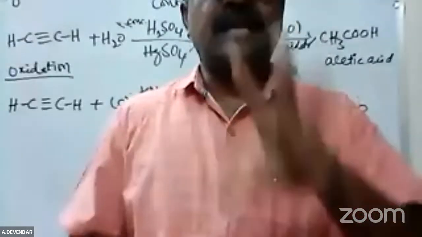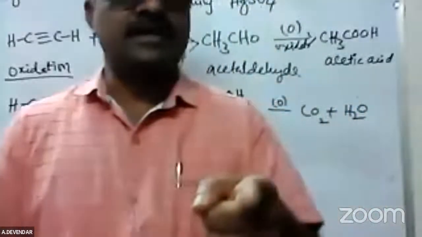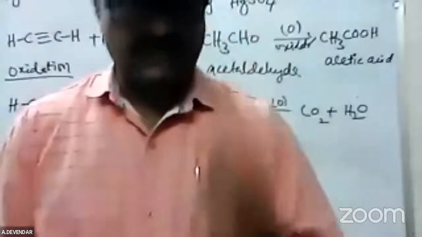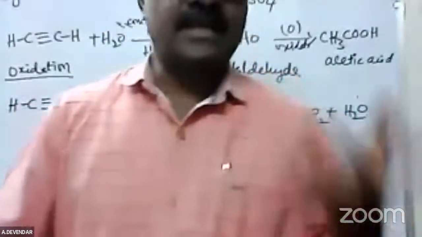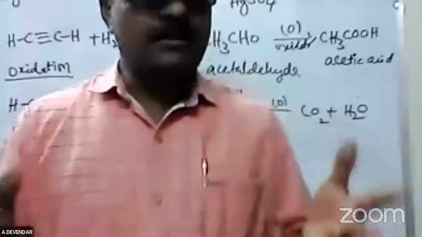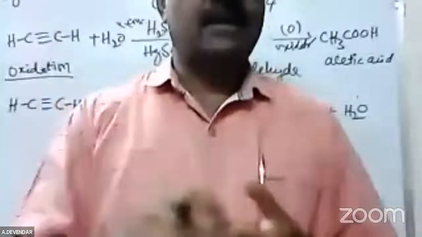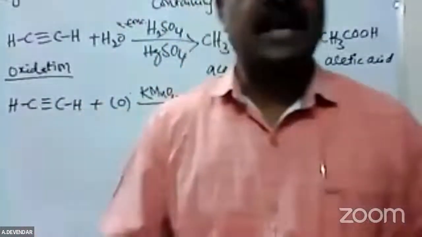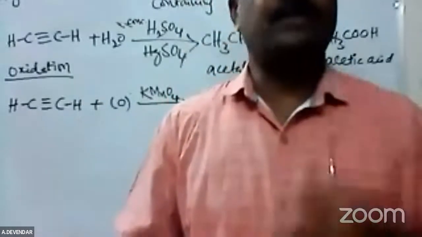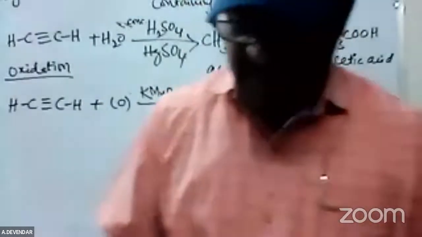Please remember these 3 points are very important. One is welding purpose, cutting purpose, hard metal cutting. Second is artificial ripening. Third is the preparation of dyes, the rubber industry, the plastic industry, and also perfumes. For these purposes ethylene gas is used.